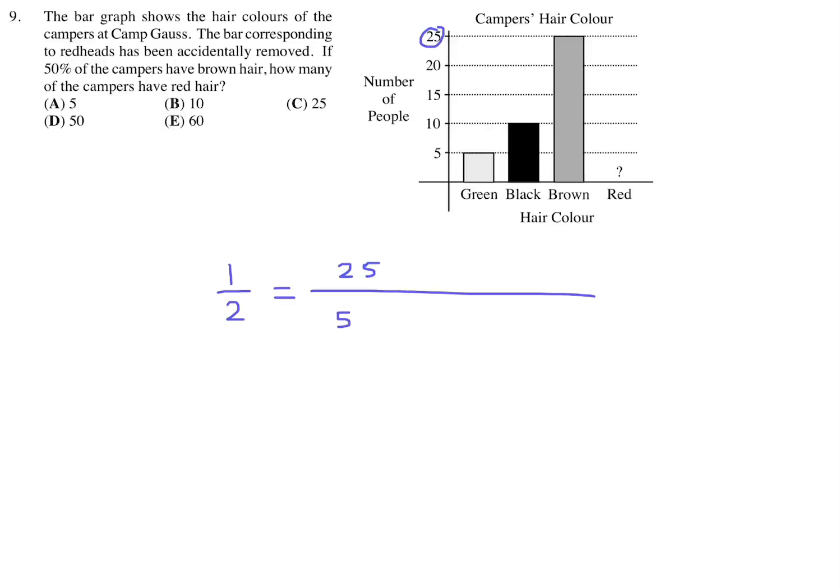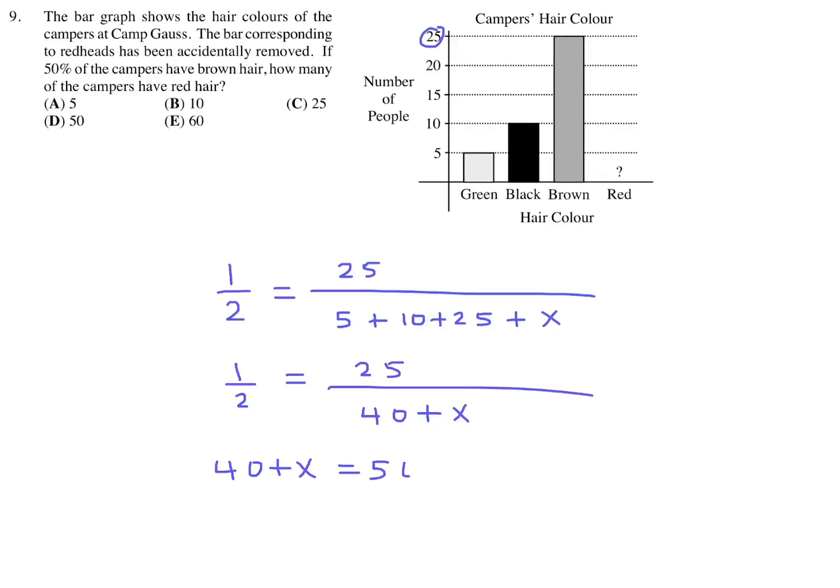So green is 5, black is 10, brown is 25, and red we don't know, so we'll just call it x. So this is the mathematical equation based on the information they've given me in the question stem and in the graph. So now this becomes 1/2 is equal to 25 over 5 plus 10 plus 25, 40, 40 plus x. Now we cross multiply. 40 plus x is equal to 50, and therefore x is equal to 50 minus 40. x is equal to 10. So since x represented the number of redheads, the answer for number 9 is 10, and that would be B.